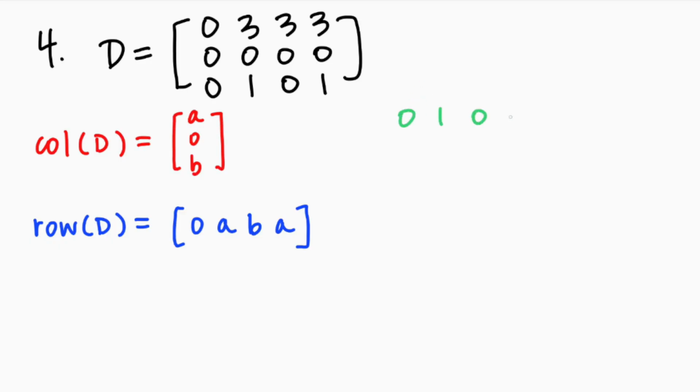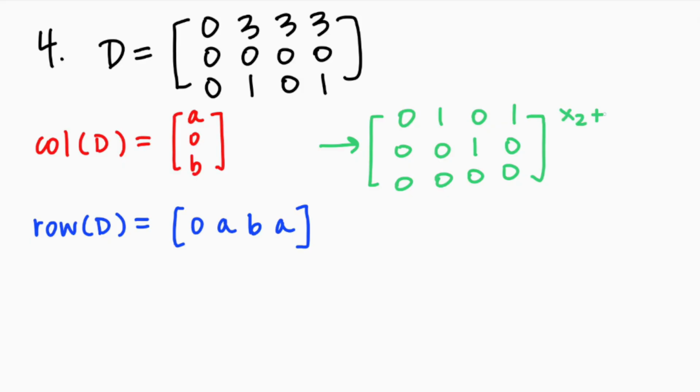0, 1, 0, 1, 0, 0, 1, 0, 0, 0, 0, 0. Okay. And so that's going to be the reduced echelon form of D. Then I'm going to say, all right, well, that just means that x2 plus x4 needs to equal 0. And then x3 equals 0. So x4 and x1 can be whatever they want.